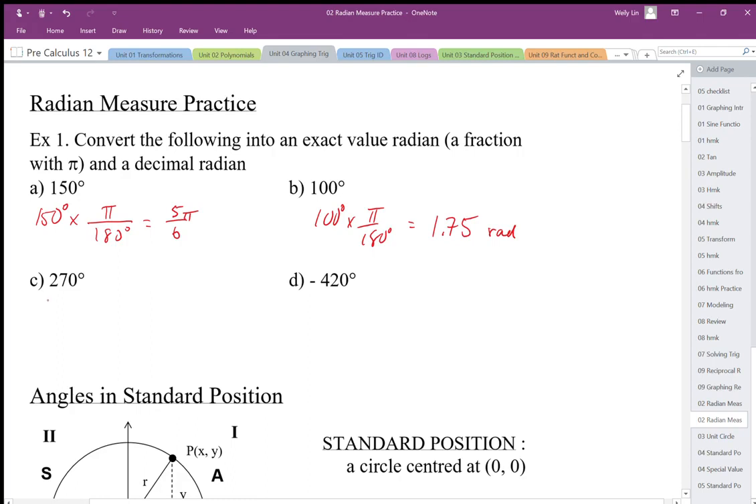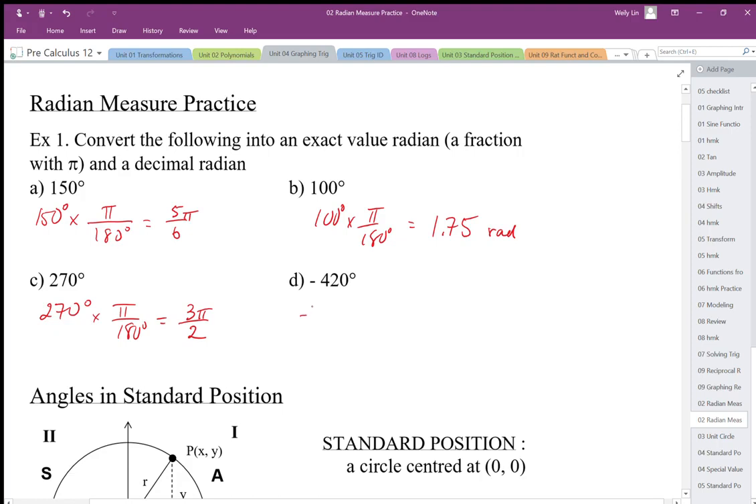270 is a special angle, so I'm going to make sure that I keep that as a fraction. My common factor is 30, so I divide by 30, I get 9. Actually, my common factor here is 90, so I get 3 pi over 2. And that's in radians.